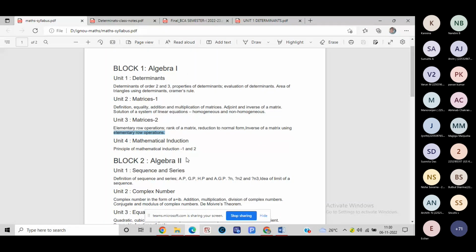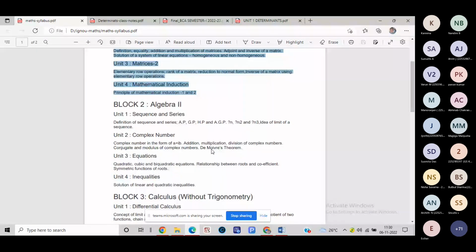Then the last one is mathematical induction. It is like an applications-oriented problem. So it is the principle of mathematical induction. We have two inductions, induction 1 and induction 2. So this is the basics of algebra to study determinants and matrices. The extension of this we call algebra 2.